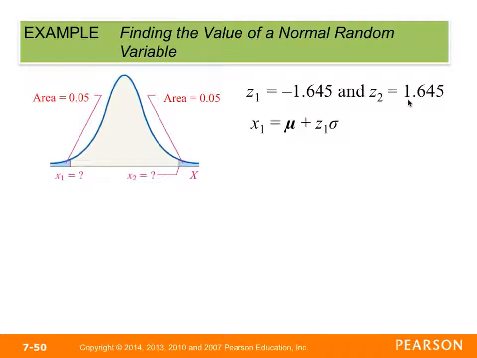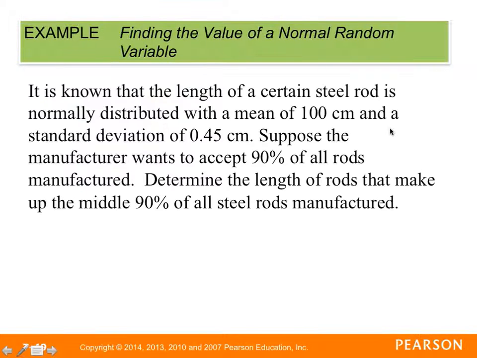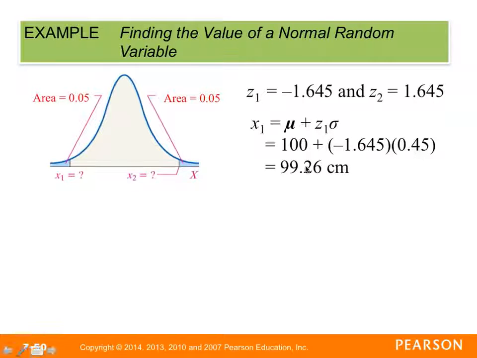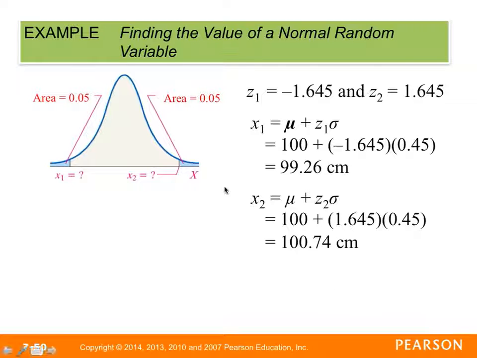So again, we take our mean and we add our z-score times our standard deviation. We take our mean of 100, which was, I can't remember now the situation we were talking about. Oh, the steel rod. So we take our 100 and we add our z-score, negative 1.645, multiplied by the standard deviation of our steel rod, and we get 99.26 centimeters. And then we take our second z-score, and again we add it, and we get 100.74 centimeters. You'll notice that smack dab in the middle of 100.74 and 99.26 is the actual mean, which is 100.